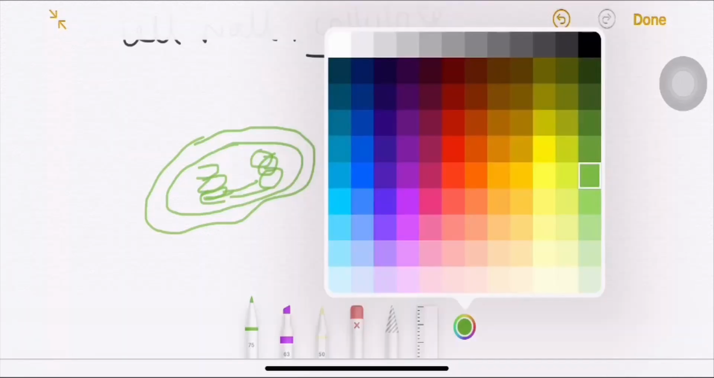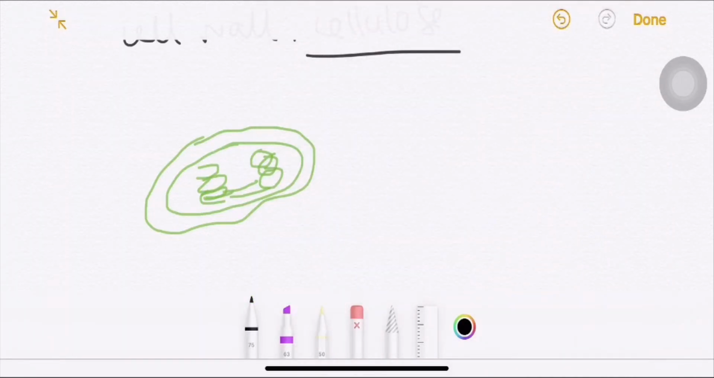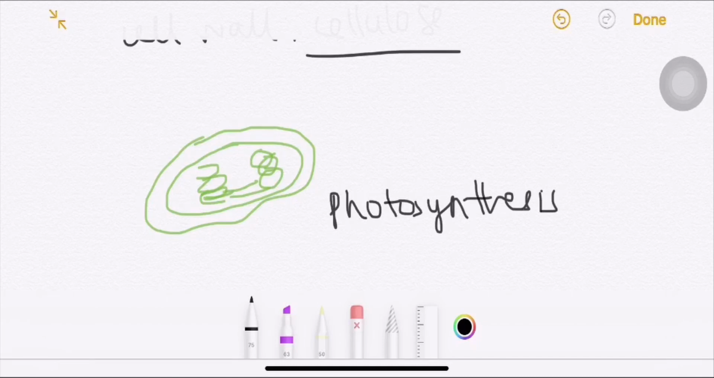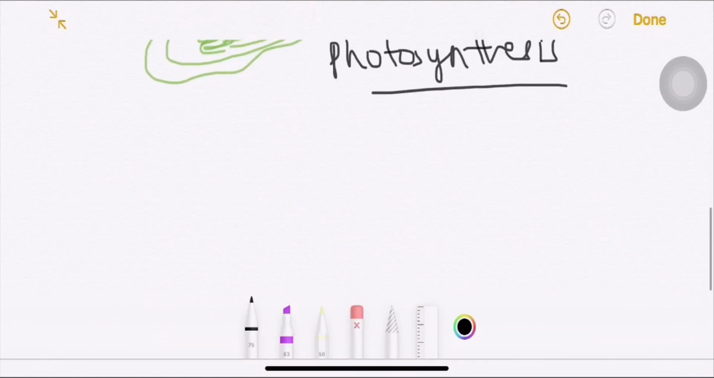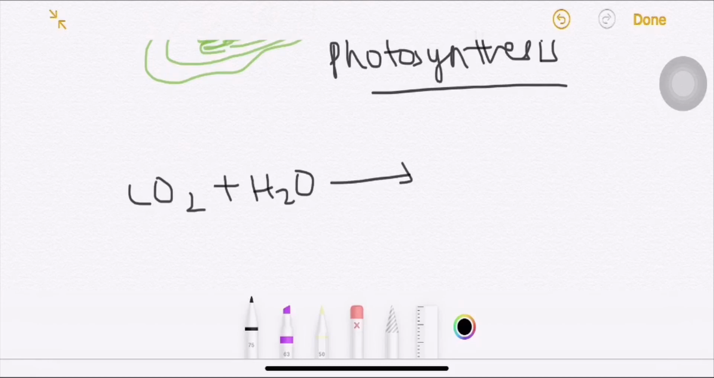So the chlorophyll traps sunlight so that plants can carry out photosynthesis, the process by which plants make food. Photosynthesis is the process by which they capture sunlight and convert carbon dioxide and water into glucose, C6H12O6, and oxygen.